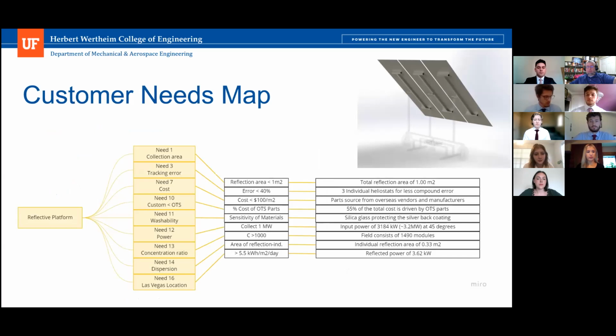The reflection platform consists of the 3 mirrors and their corresponding support structures. So the needs identified for the subsystem included the reflection area, the tracking errors, cost, percent of off-the-shelf parts, washability, power, concentration ratio, dispersion, and the Las Vegas location. The cost was addressed through material selection analysis, which resulted in the selection of silica glass.